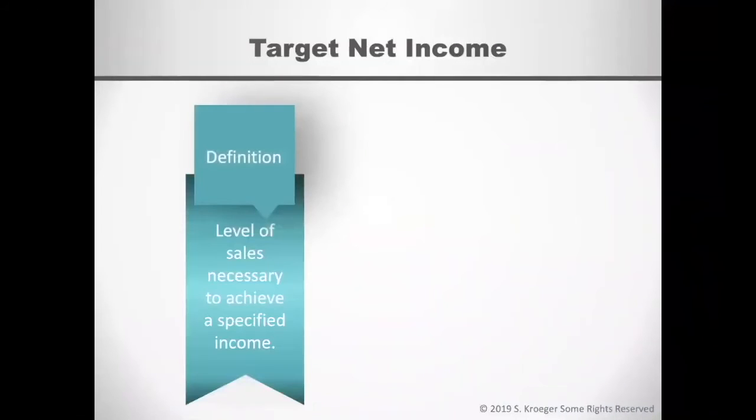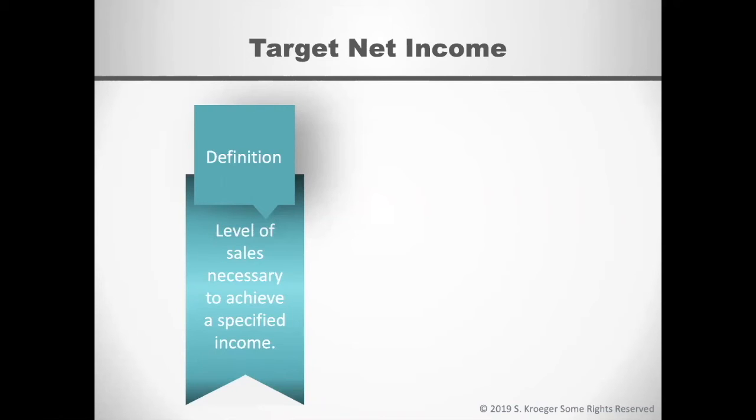Our last analysis is going to be the target net income. This is similar to the break-even point, whereas our target net income was $0 when calculating the break-even point, here we will want to find a specific profit amount. The formulas are extremely similar. We will be able to calculate how many units we need to sell or what our sales dollars need to be in order to achieve that specific net income.